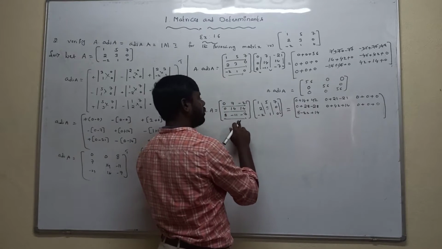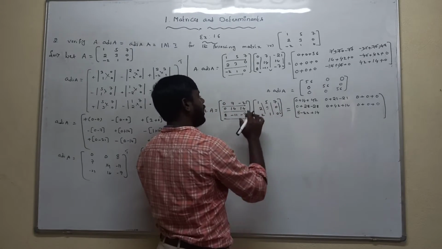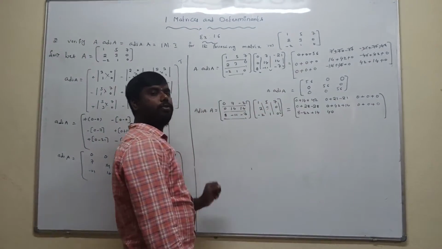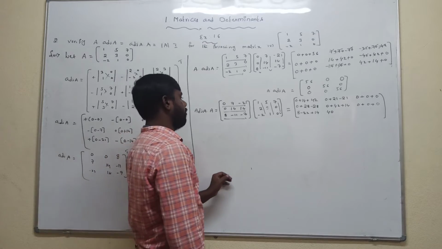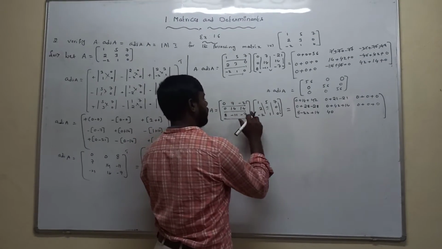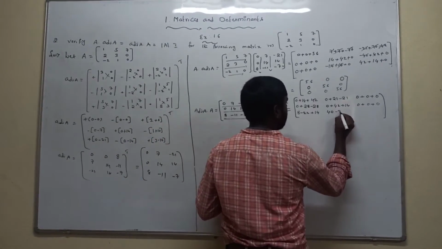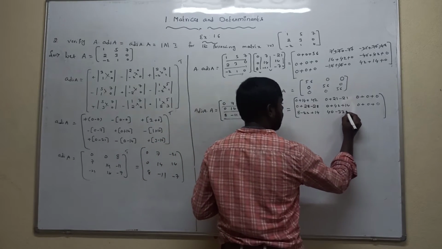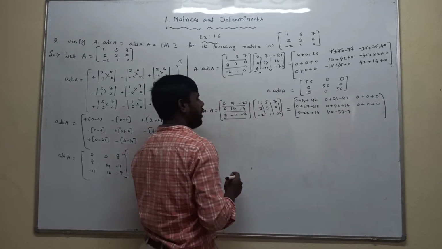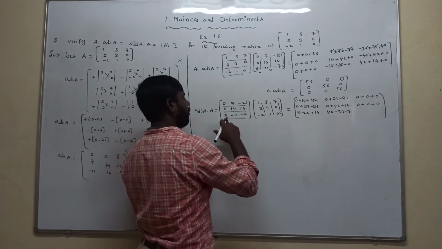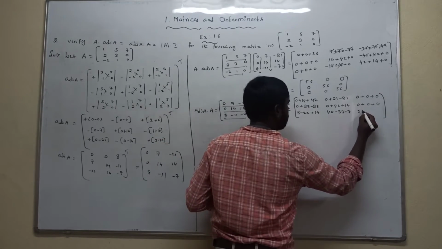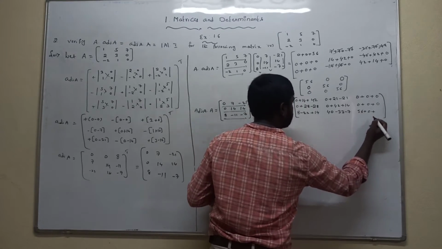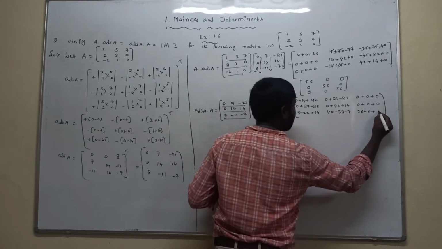Next, product with third row, second column. 8 into 5, that value is 40. Minus 11 into 3, that value is minus 33, minus or plus, that value is minus 7. Next, product with third row, third column, 8 into 7, that value is 56 plus minus 7 into 0, 0, plus minus 7 into 0, that value is 0.